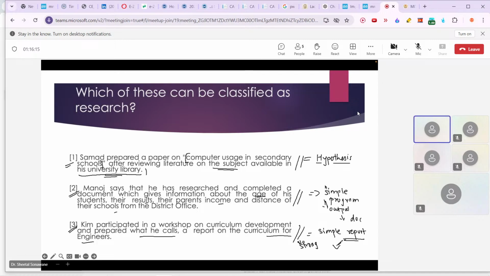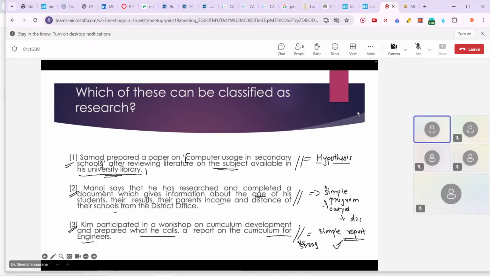What is the first statement? Someone prepared a paper on computer usage in secondary school, after reviewing literature on the subjects available in his university library.